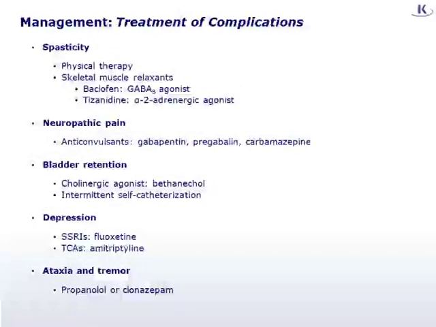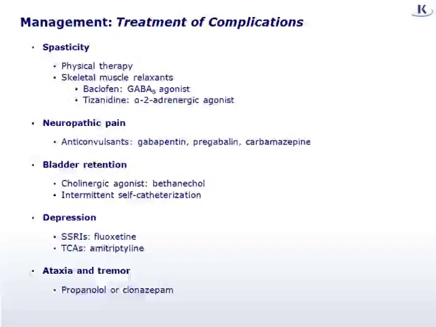3. Treatment of complications to improve quality of life. Complications of multiple sclerosis are usually debilitating and socially isolating. Spasticity can cause significant disability. Physical therapy and exercise can be helpful in this regard. Baclofen, a GABA-B agonist, and tizanidine, an alpha-2 adrenergic agonist, are skeletal muscle relaxants that can be used to reduce the spasms.